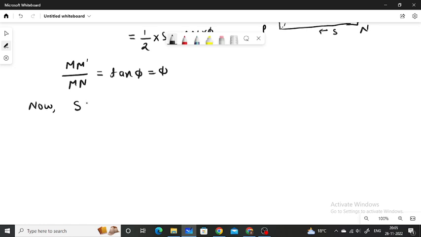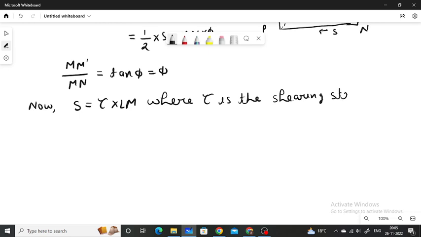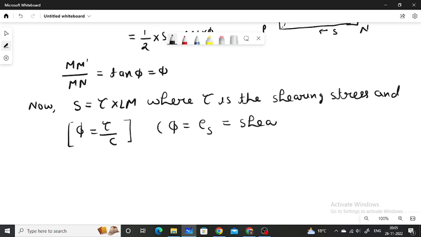Now S is equal to tau into LN, where tau is the shearing stress, and phi is equal to tau upon C. Phi is equal to tau upon C, which is known as shear strain.